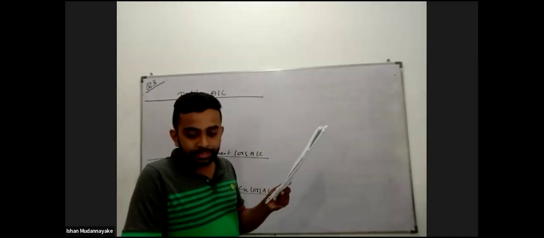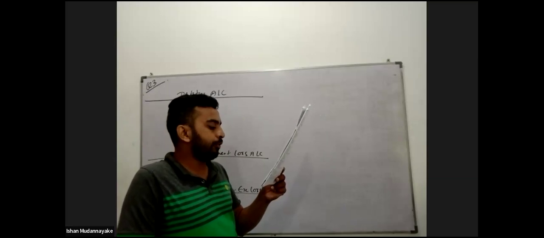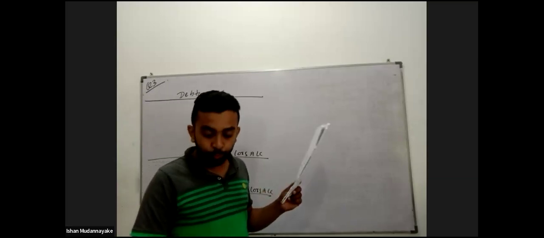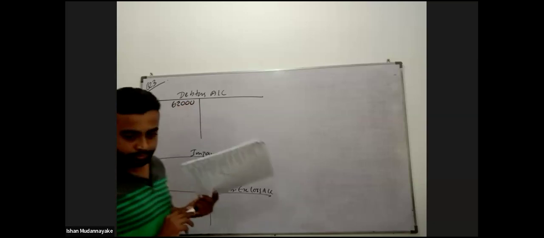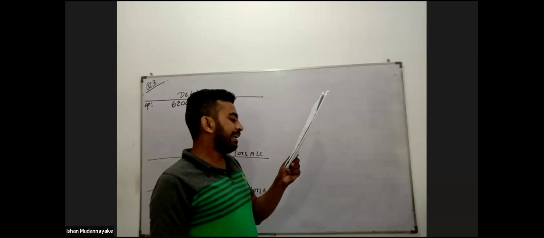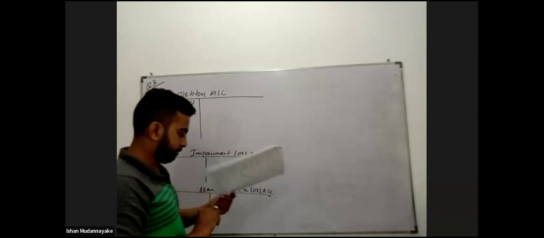Right. Now I look at question number 3. Debtors as at 1st January 2024 is 62,000. That is the opening debtor balance, 62,000. And then credit sales during the year: sales account credit, debtors account debit, 182,000 credit sales.